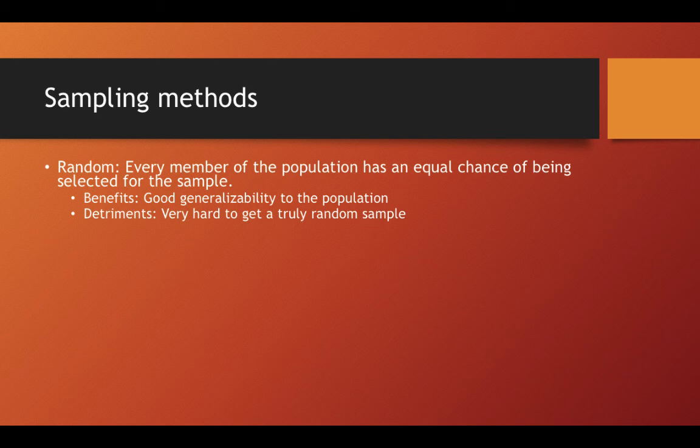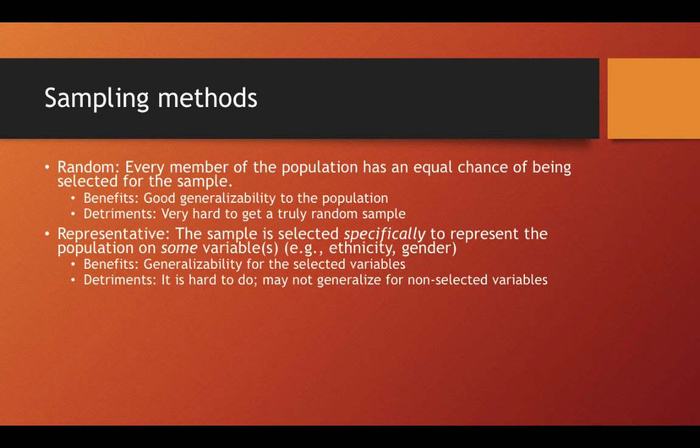Random sampling is great in that your sample generally represents your population, but it's hard to get a random sample. Representative is where you purposely select members of the population so that they represent your population on important characteristics.